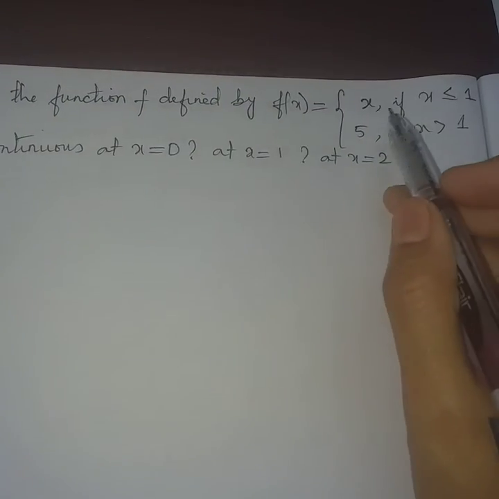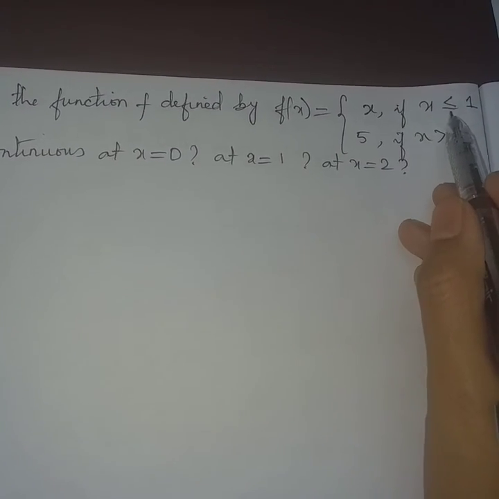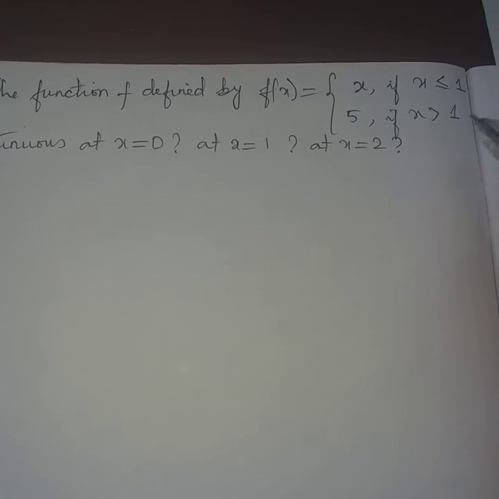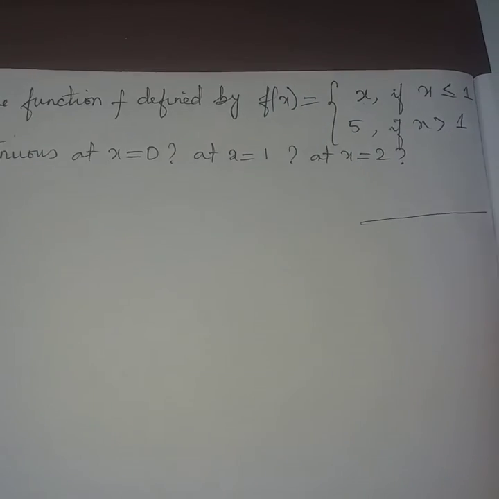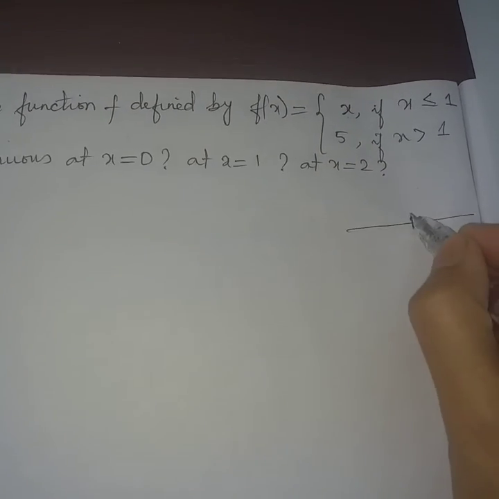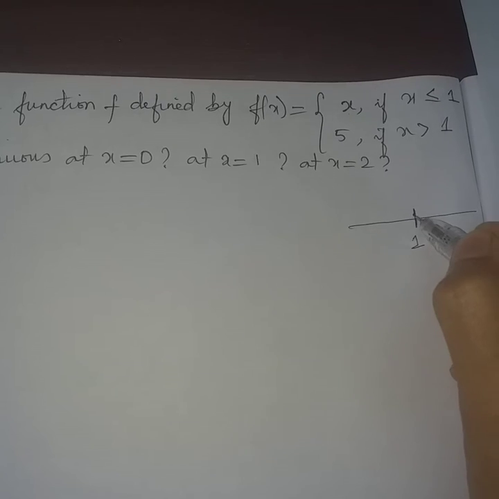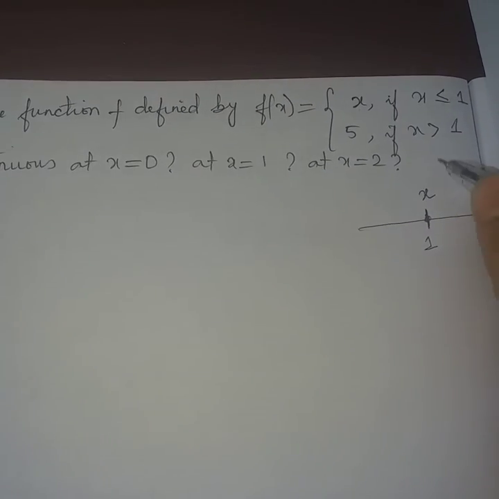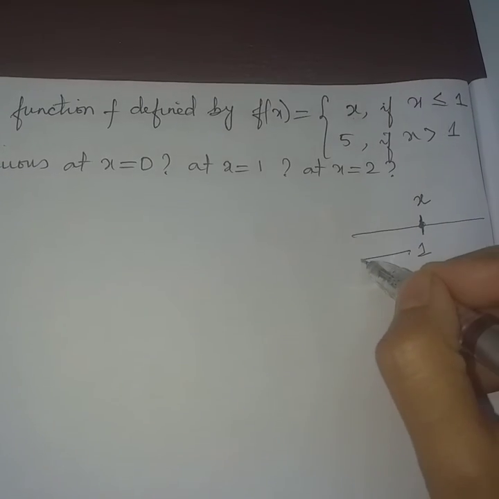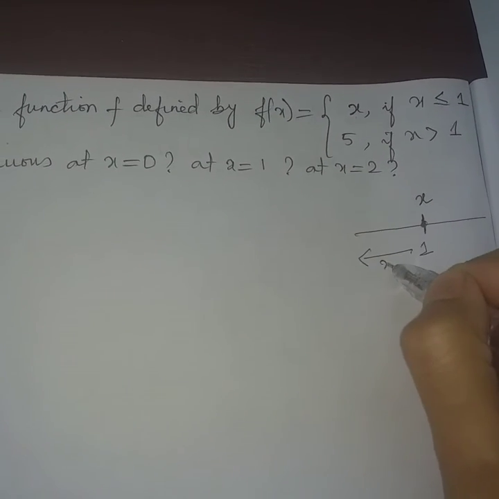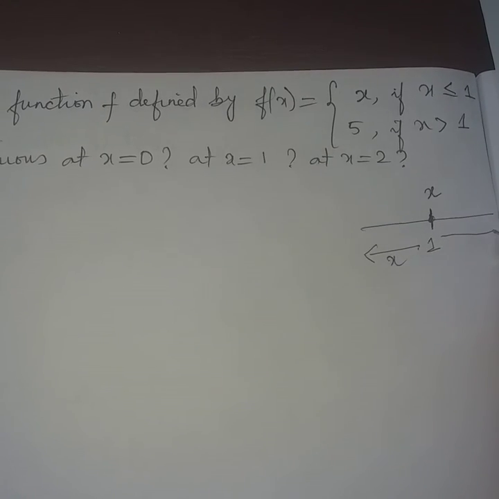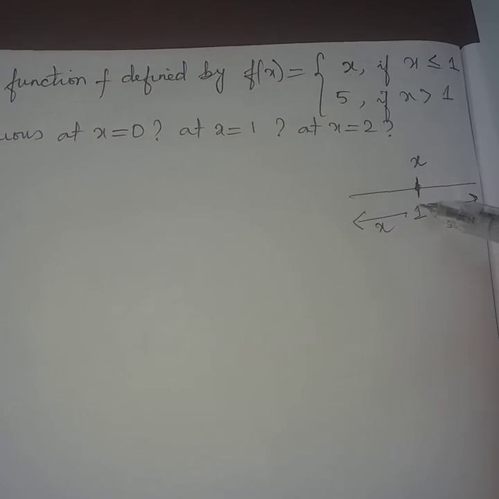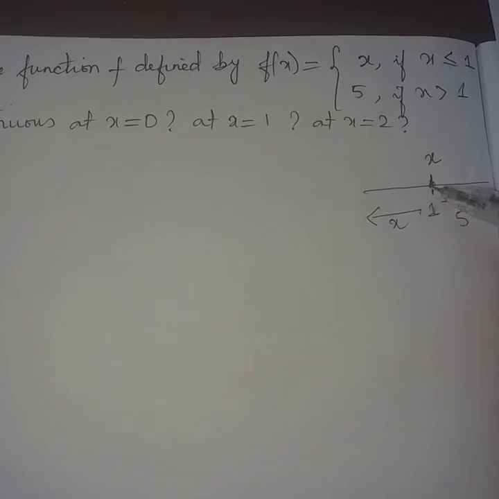So our function here is, when x is less than or equal to 1, then it is x. When x is greater than 1, it is 5. So here again the function is breaking at the point 1. At 1 the value of the function is x, at a point less than 1 it is x, and at a point greater than 1 it is 5. So the function is breaking at the point 1.